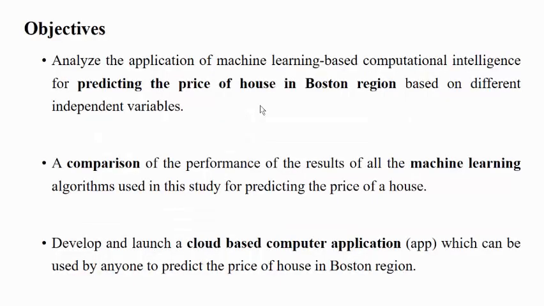The objectives of my study are as shown in this slide. The first objective is to analyze the application of machine learning based computational intelligence for predicting the price of houses in the Boston region using different independent variables. The second objective is to compare the performance of all the machine learning algorithms used in this study for predicting the price of the house. And finally, the third objective is to develop and deploy a cloud-based application which can be used by anyone to predict the price of a house.